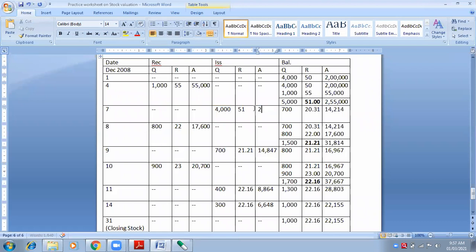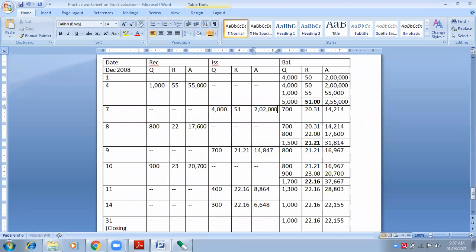2,04,000. Is it correct? Yes, ma'am. Okay. What should be the balancing figure? 5,000 minus 4,000 units, so 1,000 units are left over. 2,55,000 was the amount. We spent 2,04,000. So what should be in our hand? 51,000. Now 51,000 divided by 1,000 is 51. It should match with your weighted average rate.